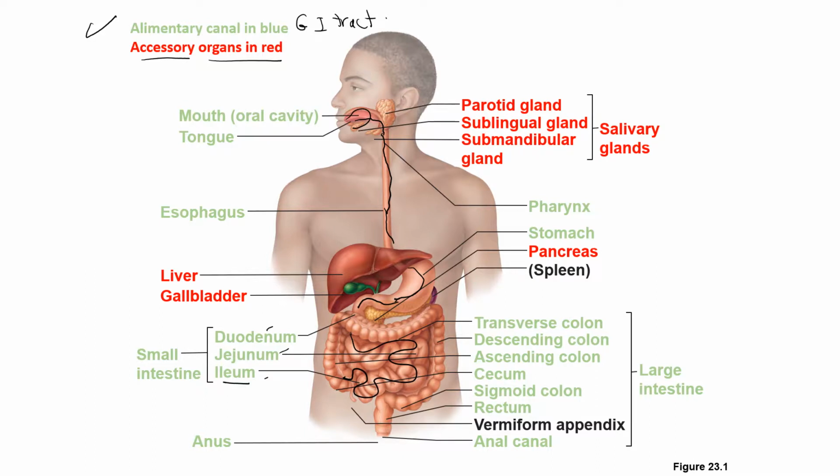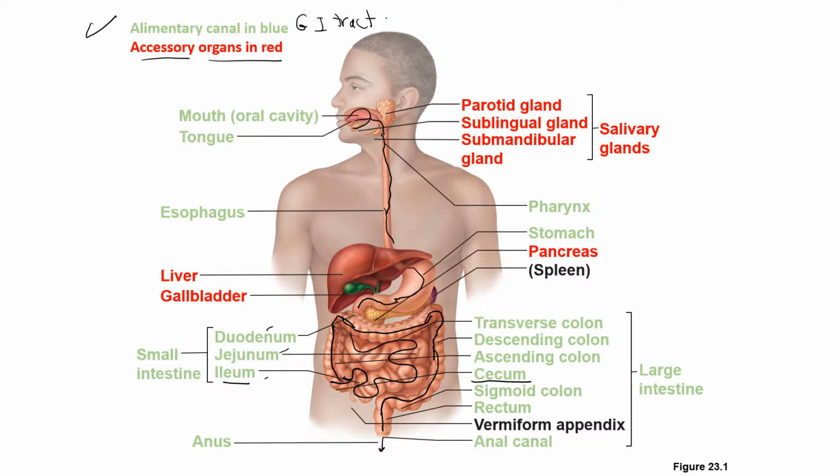From the ileum, food will be moved onto the first part of the large intestine, which is the cecum. From there, it will be moved into the ascending colon, through the hepatic flexure, transverse colon, splenic flexure, descending colon, sigmoid colon, rectum, and finally the anus.